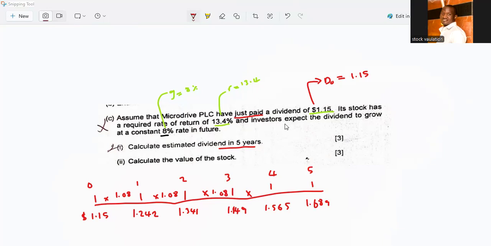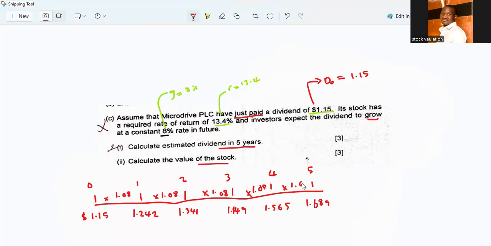The reason we are multiplying by 1.08 is because the growth rate is 8%. If the growth rate was 3%, we would have been multiplying by 1.03. Or if you want, you can use the long cut. I'm just trying to simplify your work. Are you together on the future values? Yes. Okay.